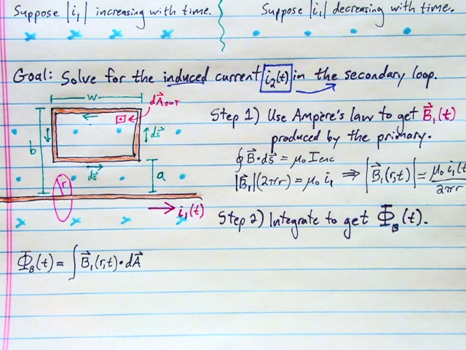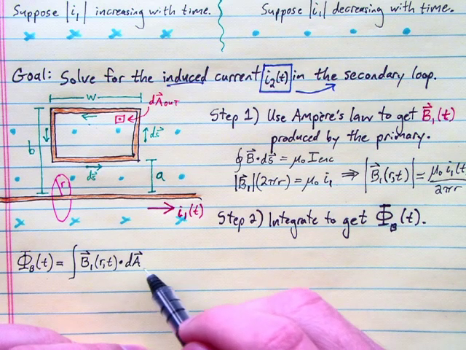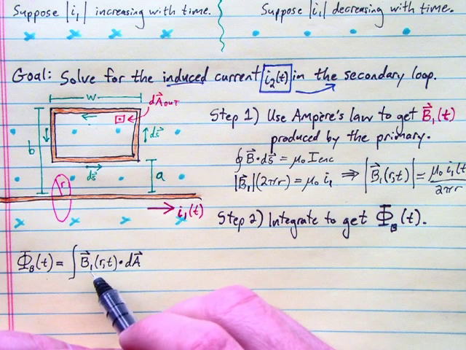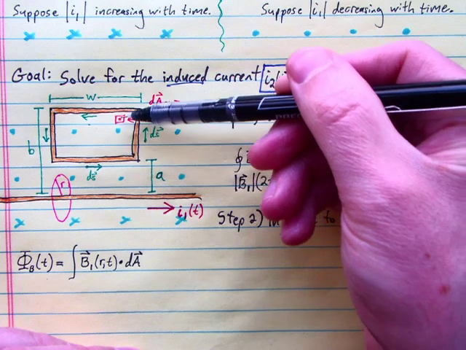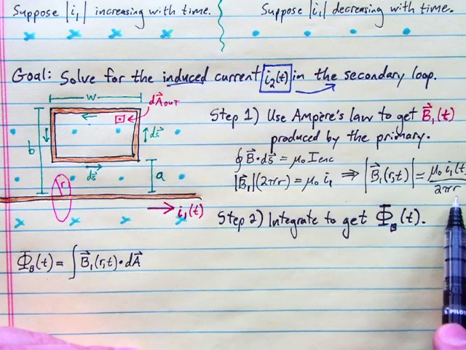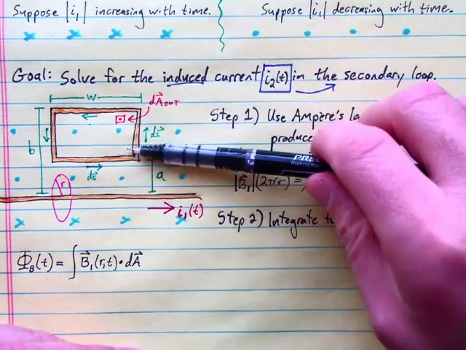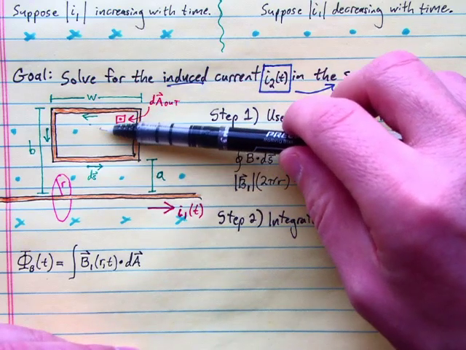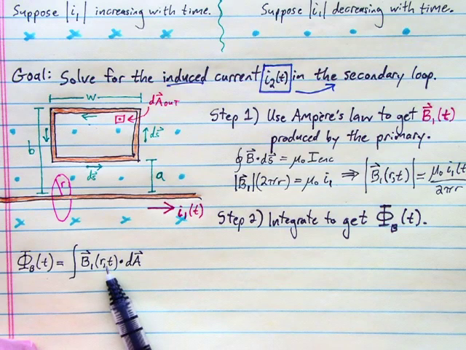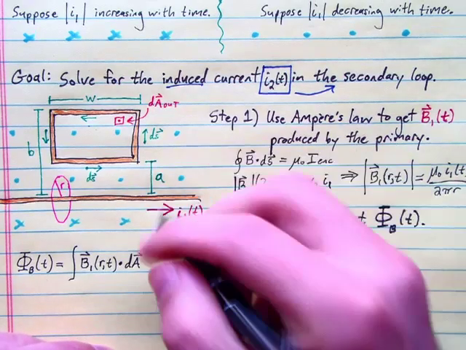All right, so evaluating this here, B dot dA. Now, we've got an issue. The magnetic field in this example is not uniform throughout this region. The magnetic field is a function of distance r from the primary wire. So the magnetic field is strongest on this near side of the loop, but gets weaker as we go out here. So I can't simply pull B1 out of this integral. I can take care of the dot product.